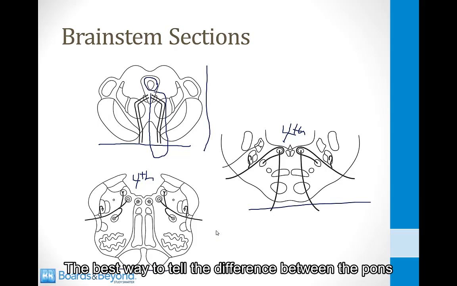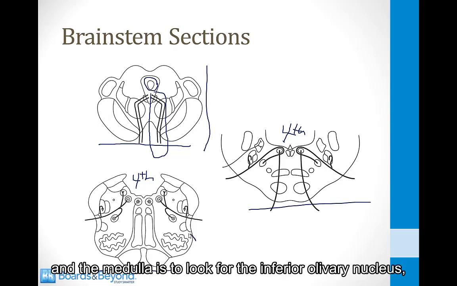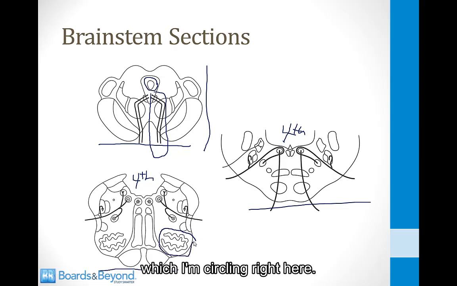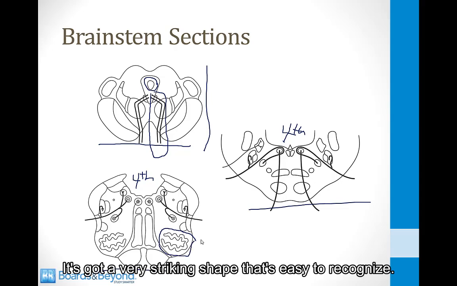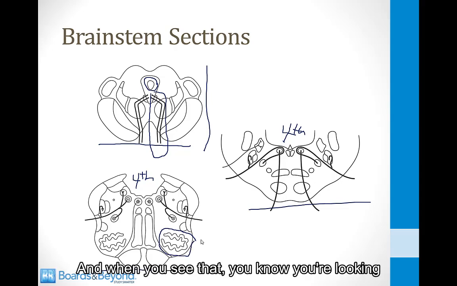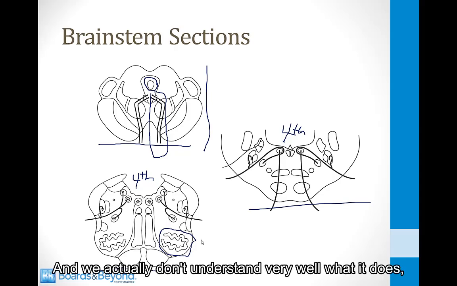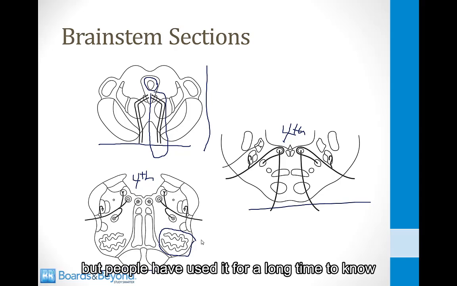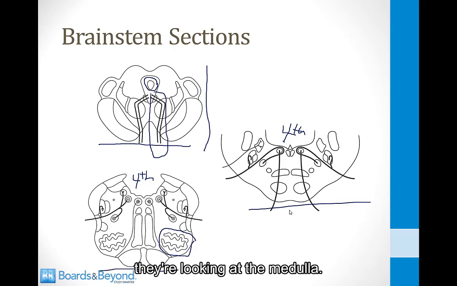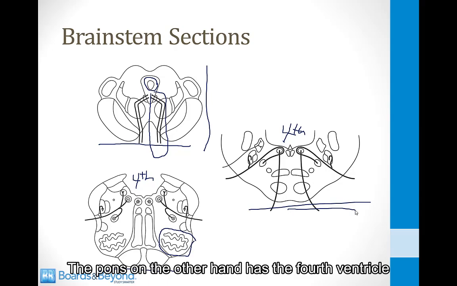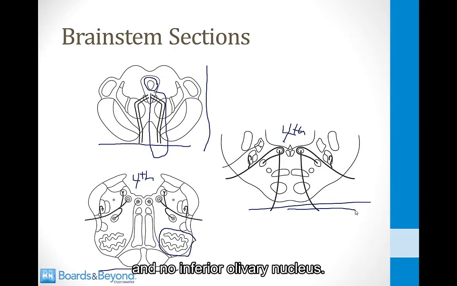The best way to tell the difference between the pons and the medulla is to look for the inferior olivary nucleus, which I'm circling right here. It's got a very striking shape that's easy to recognize, and when you see that, you know you're looking at the medulla. The inferior olivary nucleus is associated with the cerebellum. We actually don't understand very well what it does, but people have used it for a long time to know they're looking at the medulla. The pons, on the other hand, has the fourth ventricle and no inferior olivary nucleus.